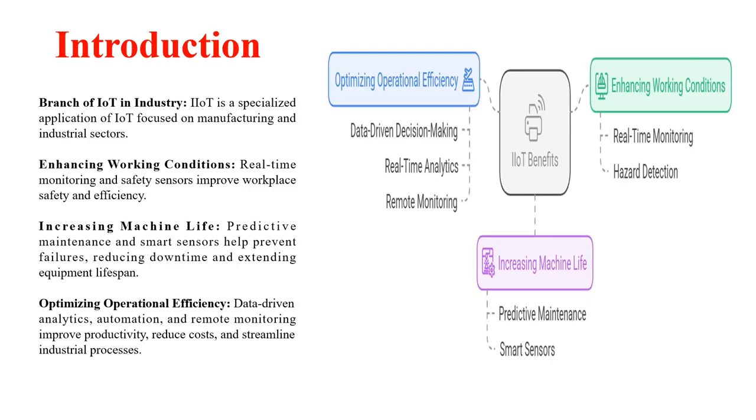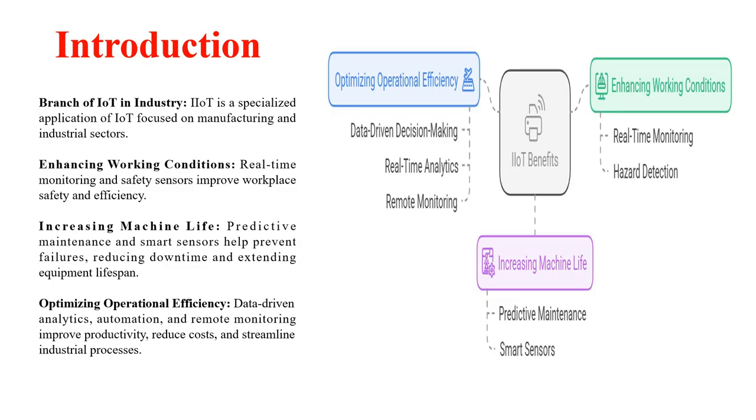So industrial IoT, that is the industrial Internet of Things, is a specialized application of the broader Internet of Things, and it focuses on the industrial and manufacturing sectors. While the Internet of Things, that is the IoT, connects everyday devices to the internet in order to enhance convenience and automation, industrial IoT extends this concept to factories, power plants, logistics and other industries in order to improve efficiency, safety and productivity.